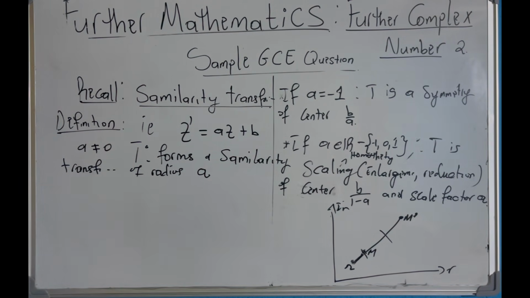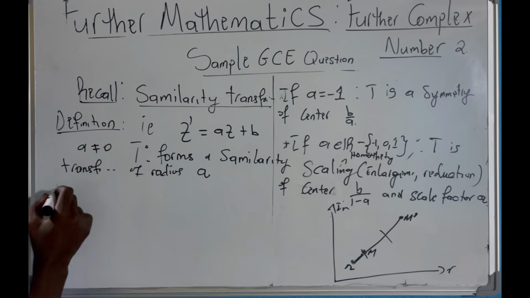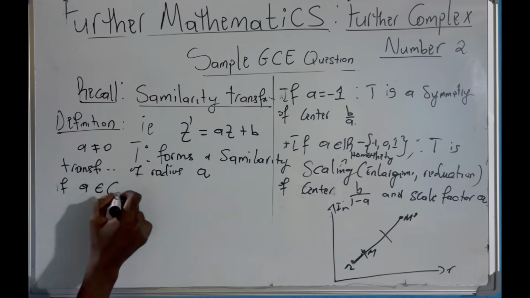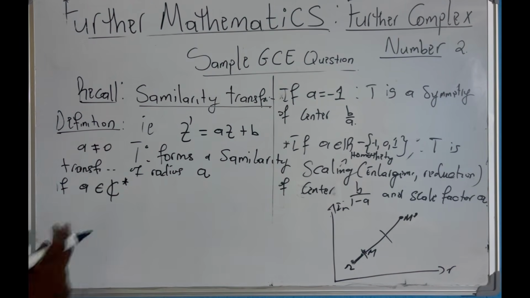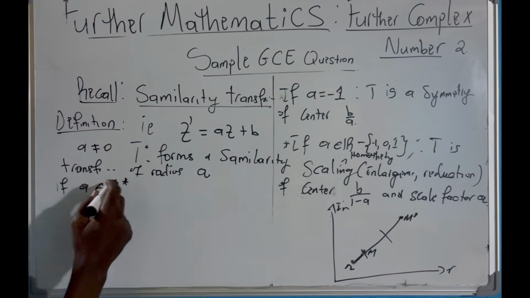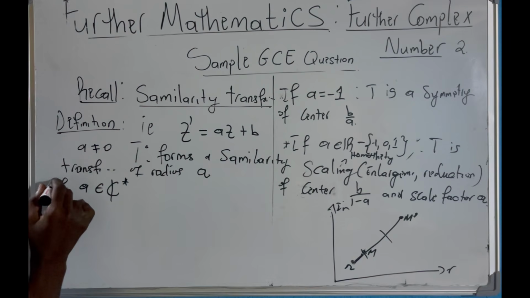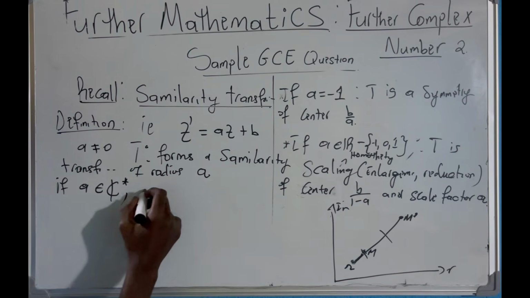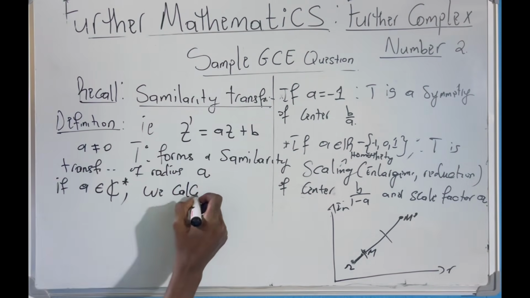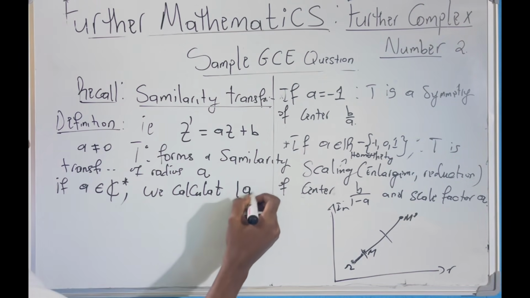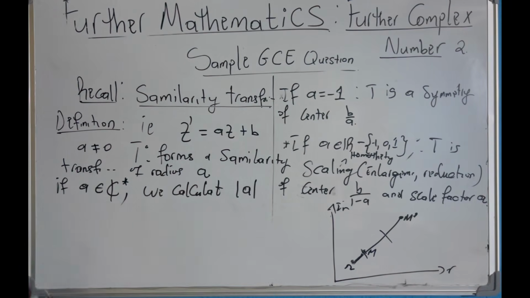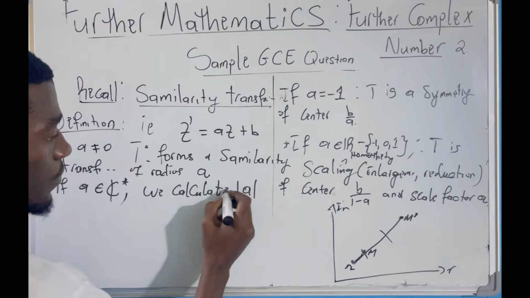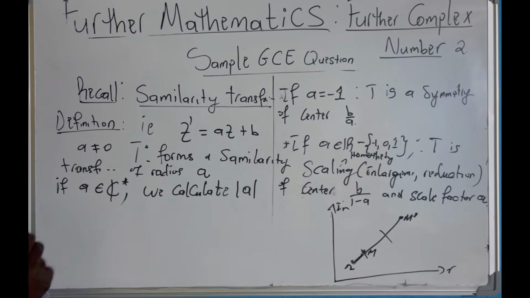Now if it happens that A is a complex number excluding 0, when I put it like this, it means A is any complex number excluding 0. What do we do here? We calculate the magnitude of A. We calculate the modulus of A. So if A is a complex number, together, we calculate the magnitude of A. Now, let us see the condition on the magnitude of A.